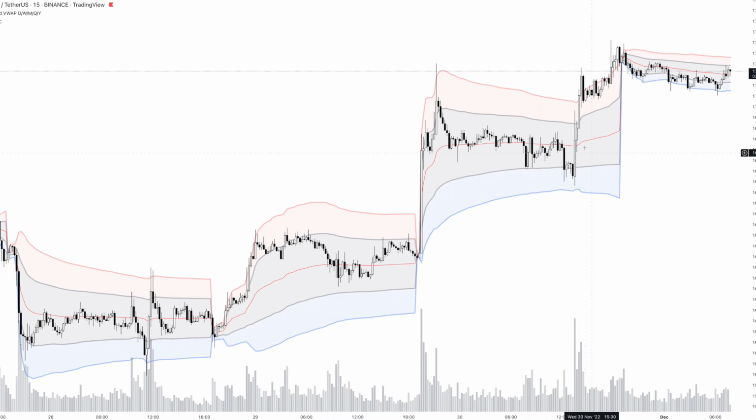When you look at the 30th, same thing, right? You're seeing that move with volume.